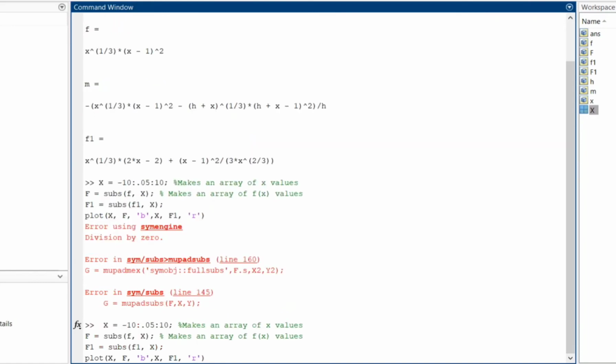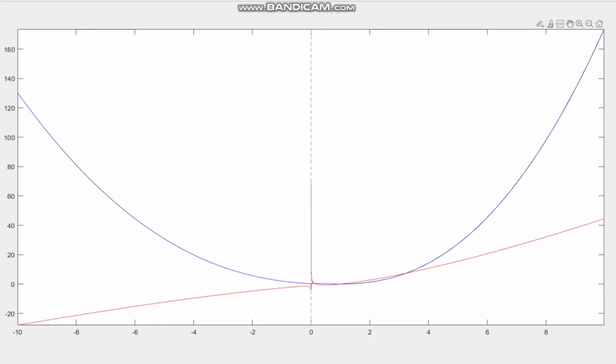So I try to change the value of x to 0.045 and I get this graph. So as we know, the function is only defined when x is greater than 0.